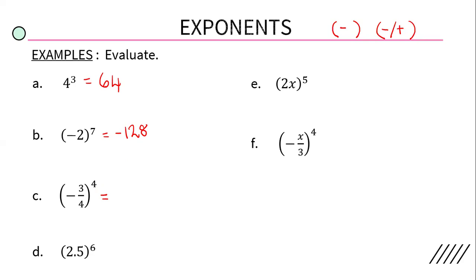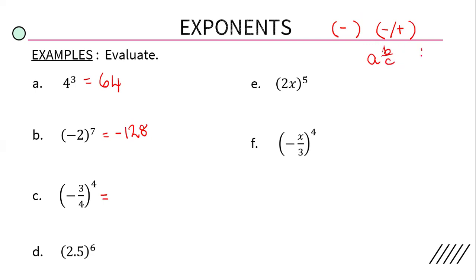Next, we have negative 3/4 raised to the power of 4. Now here we have to open our bracket first, press the negative button. For some of us, we have our fraction symbol. We can try using that. Most of us would have A, B, C, and then the A b/c button.